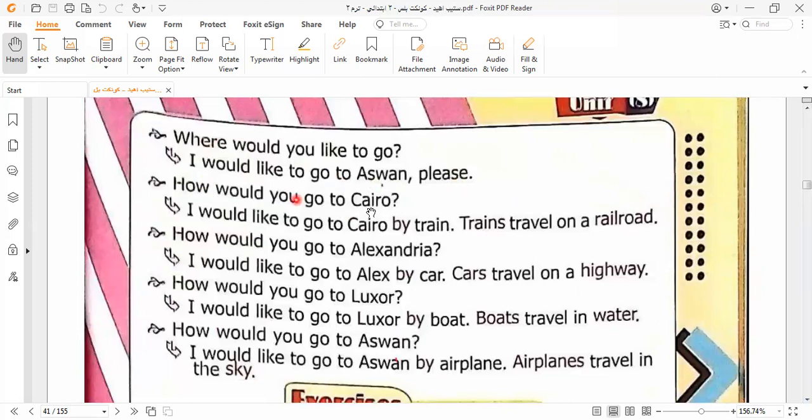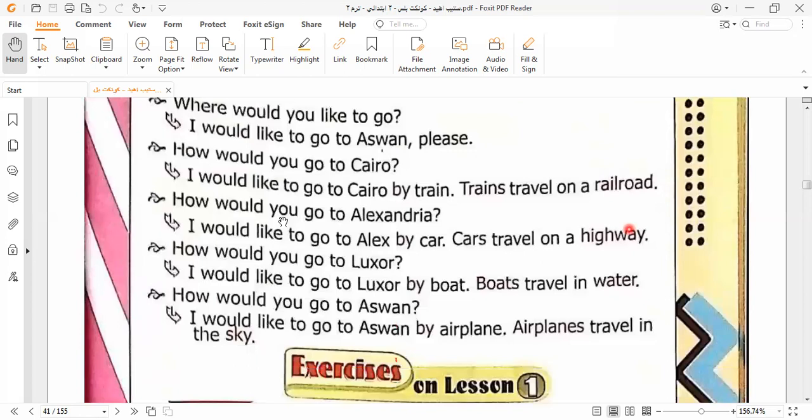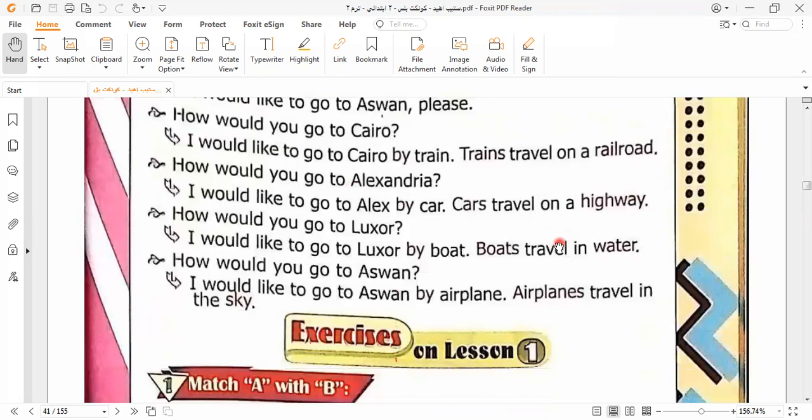How would you go to Cairo? We go to Cairo by train. Trains travel on the rail road. How would you go to Alexandria? You go to Alex by car. Car travels on the highway. You know highway? All of us know it. When we go from Ismailia to Cairo, it is a highway. Alexandria to Cairo is a highway. All these are called highway. Okay.